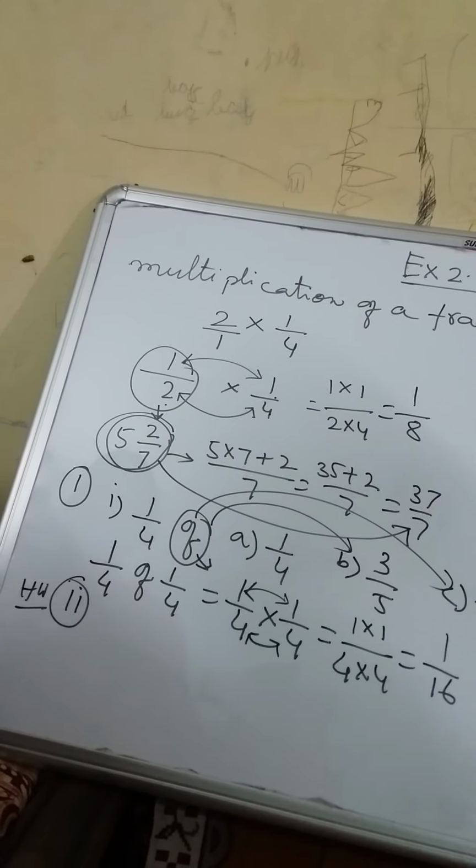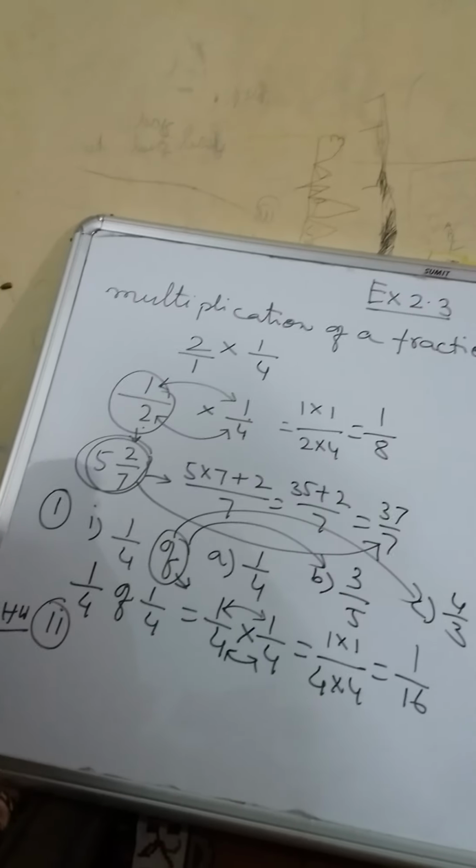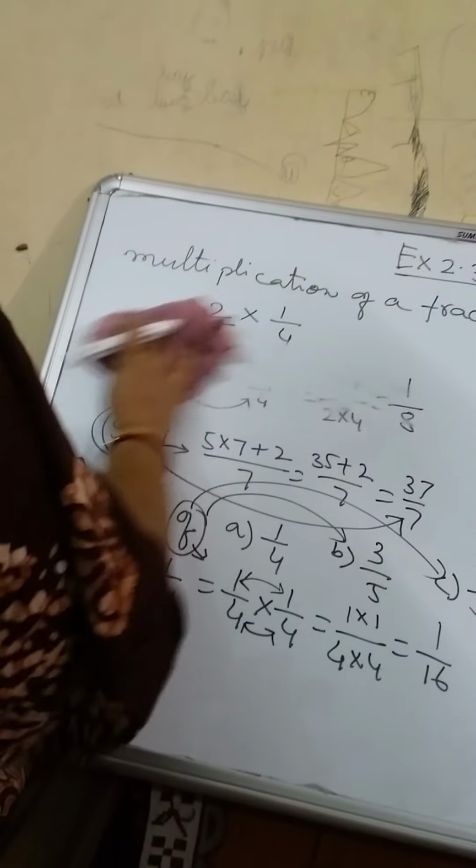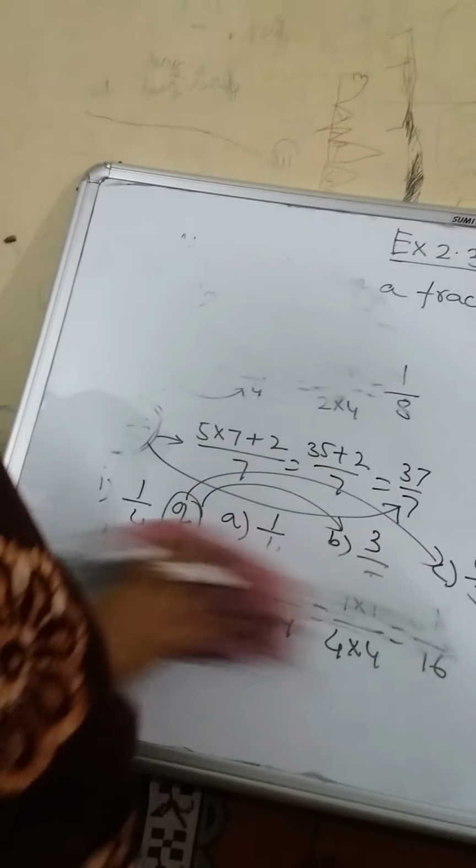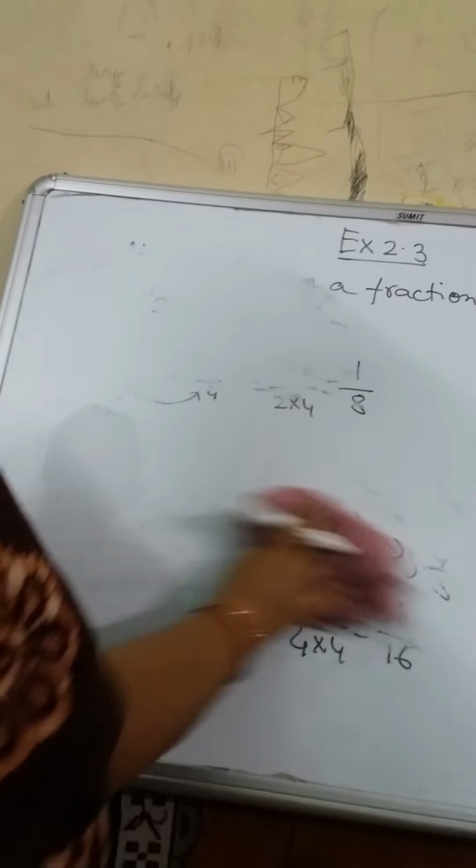Next, multiply and reduce to lowest form. Question number 2: multiply and reduce to its lowest form if possible. That means whenever it is possible. Sometimes it may not be possible to reduce to lowest form, when the numerator and denominator are co-prime numbers. Then you cannot convert it into the lowest form.